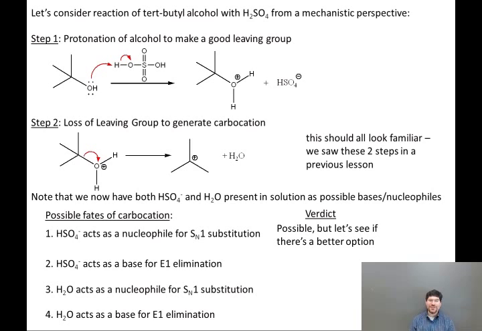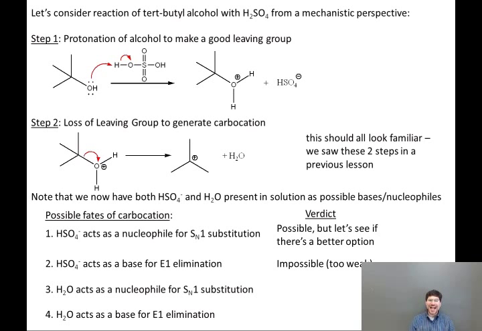Is that option number 2? HSO4 minus acts as a base? No. That's impossible. HSO4 minus is too weak of a base for E1 elimination. It is a weaker base than H2O.